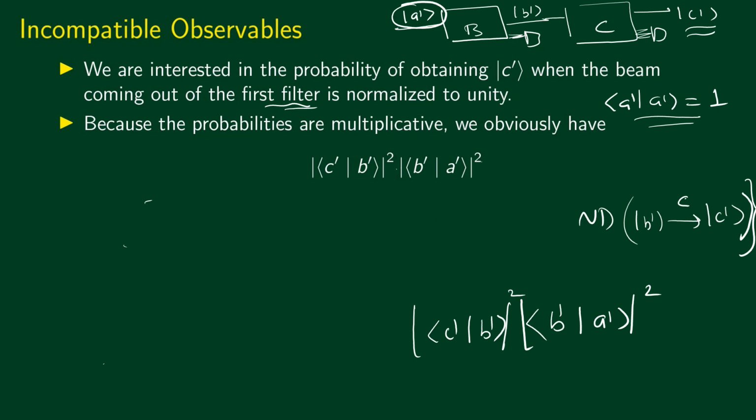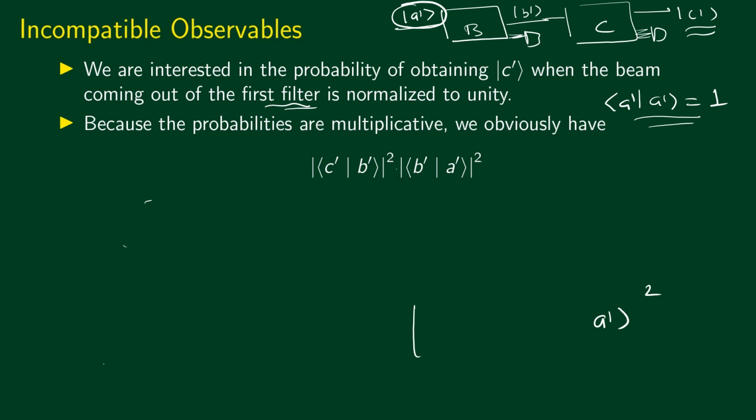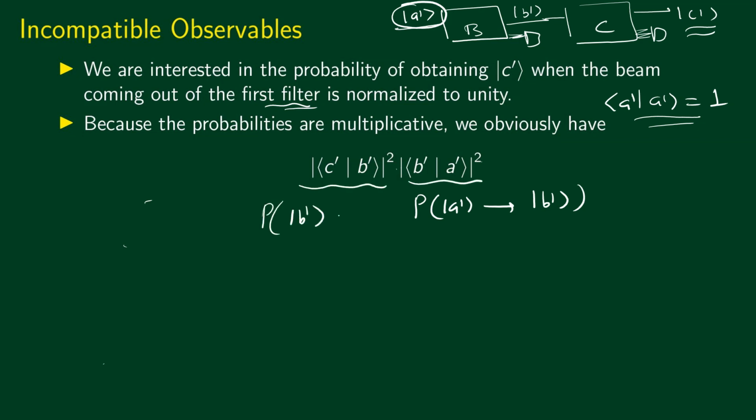I hope this is clear to you. If not, think about it a little bit. It's not too difficult. What is this? This is the probability of starting with ket A prime and obtaining ket B prime. And what is this? This is the probability of starting with ket B prime and obtaining ket C prime. So if I multiply these two probabilities, I'll get the probability for starting with ket A prime and obtaining ket C prime.